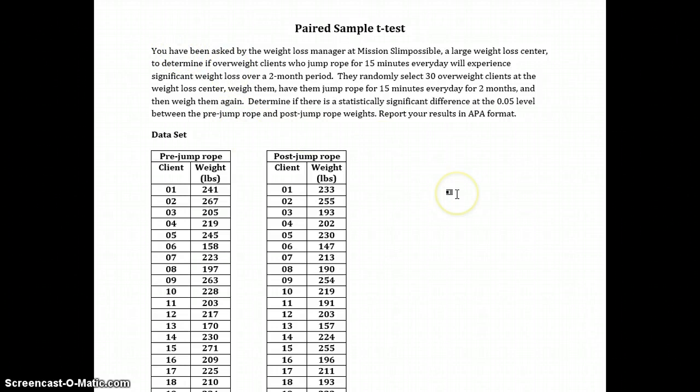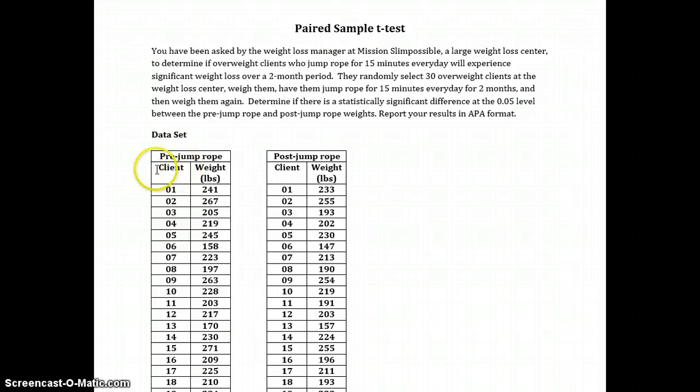You have been asked by the weight loss manager at Mission Slim Possible, a large weight loss center, to determine if overweight clients who jump rope for 15 minutes every day will experience significant weight loss over a 2-month period. They randomly select 30 overweight clients at the weight loss center, weigh them, have them jump rope for 15 minutes every day for 2 months, and then weigh them again. Determine if there is a statistically significant difference at the 0.05 level between the pre-jump rope and the post-jump rope weights. Report your results in APA format.